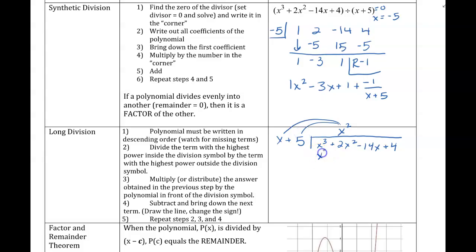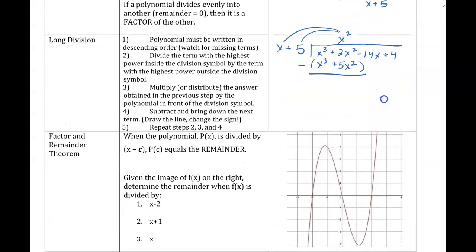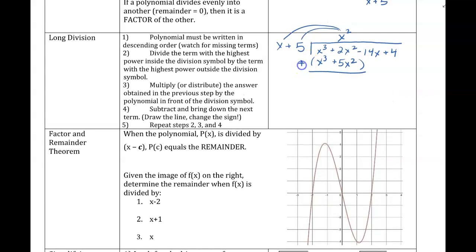We get x cubed plus 5x squared. At this point, we're subtracting. So I'm going to distribute out my negative, or do keep change. So the subtraction becomes addition, that becomes negative, that becomes negative. Those terms on the left should cancel out if I'm doing this correctly. We'd be left with -3x squared, and I'd bring down the minus 14x.